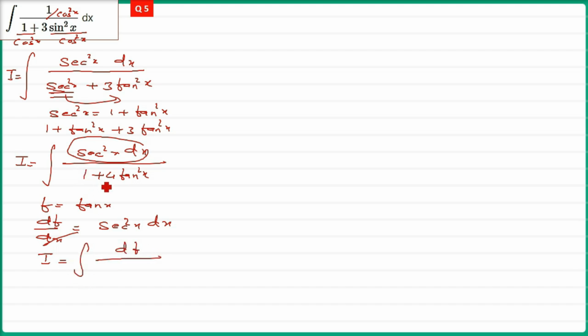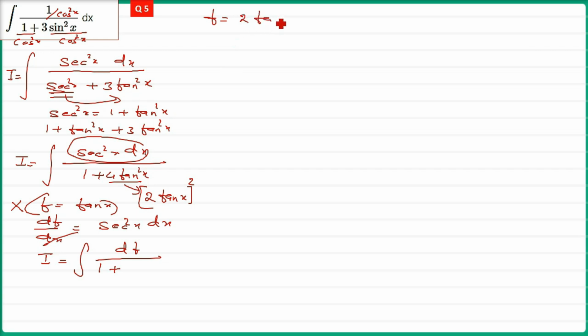Denominator, since we have already got rid of that sec square x, this 4 tan square x can be written as 2 tan x whole square. Same thing we are going to write: 1 plus, in place of 4 tan square x, we'll write 2 tan x whole square. Now there is a slight mistake which I have committed. I have taken t equals tan x. That will land up in some more assumptions and an increased number of steps.